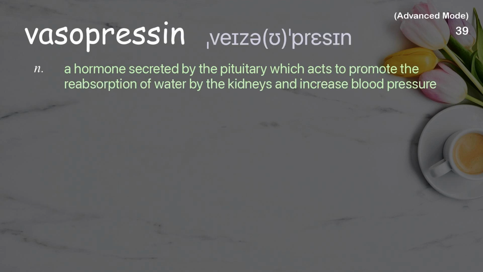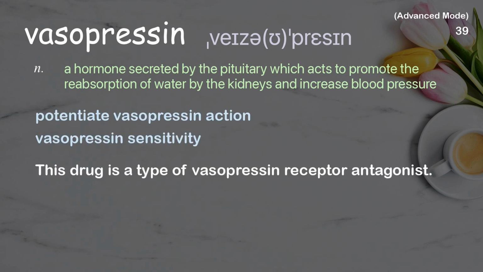Vasopressin. A hormone secreted by the pituitary which acts to promote the reabsorption of water by the kidneys and increase blood pressure. Examples: Potentiate vasopressin action. Vasopressin sensitivity. This drug is a type of vasopressin receptor antagonist.